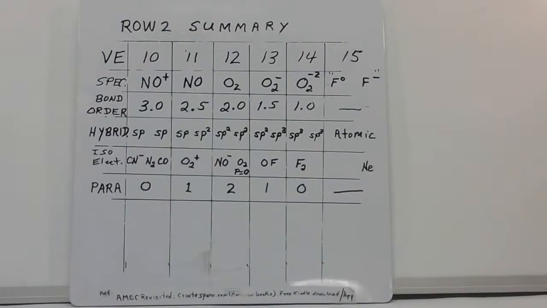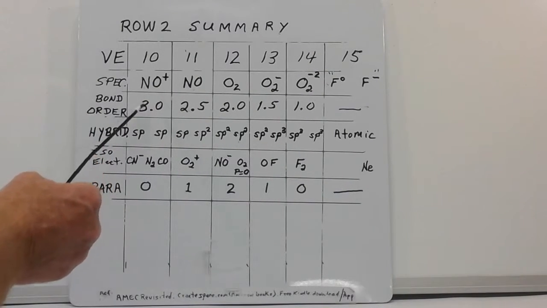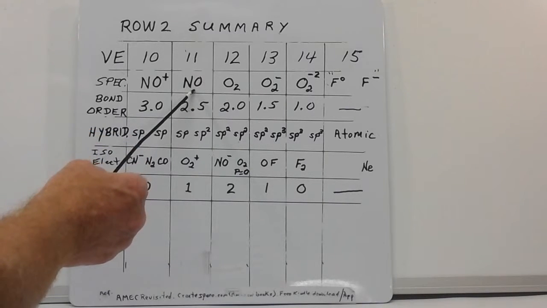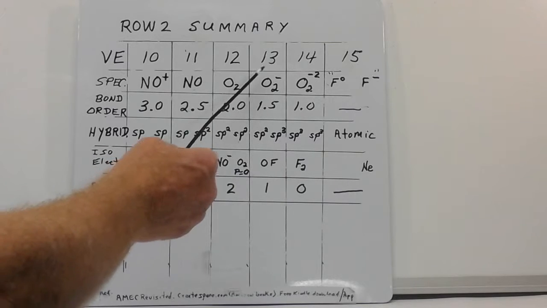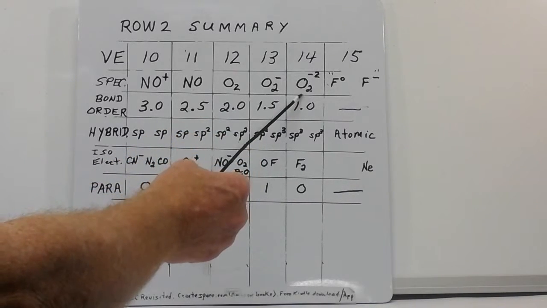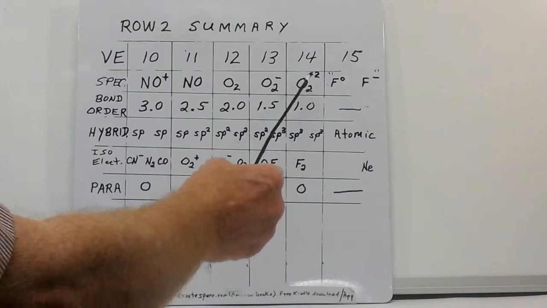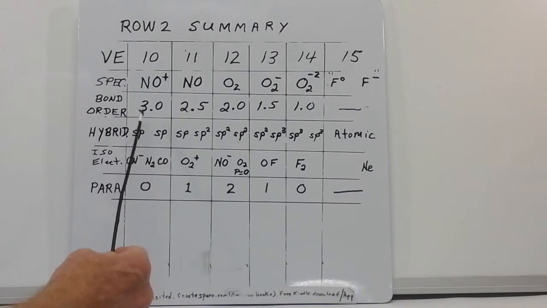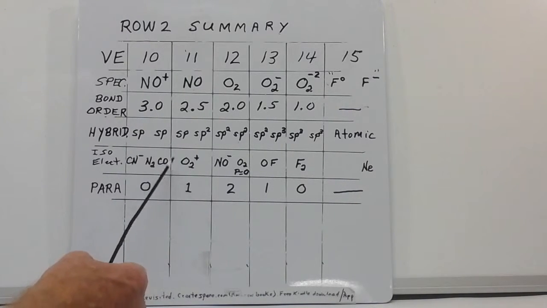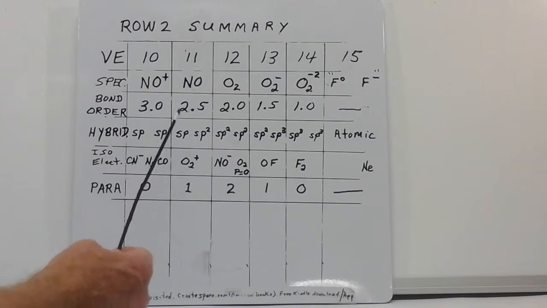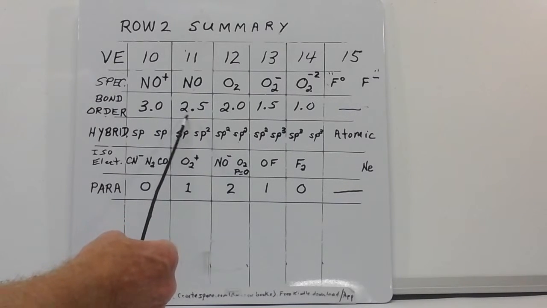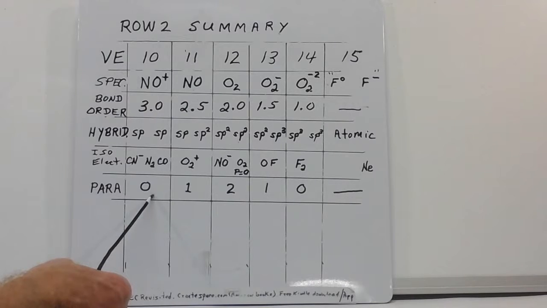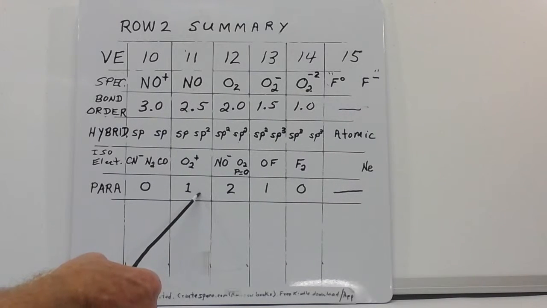We're going to look at the summary of the row 2 elements from the maximum bonding, say N2, or in this case we look at NO plus. It's got 10 valence electrons, 11 for the NO, 12 for the NO minus, 13 for O2 minus, 14 for O2 minus 2, 15, you split the F2, if you will. The F2 is isoelectronic with this, into atoms. The bond order for the N2, or CN minus, or CO, but here we're looking at NO plus, is 3. The bond order for the NO is 2.5. Here the paramagnetism is 0 for the N2 or NO plus. Here we have one unpaired electron.